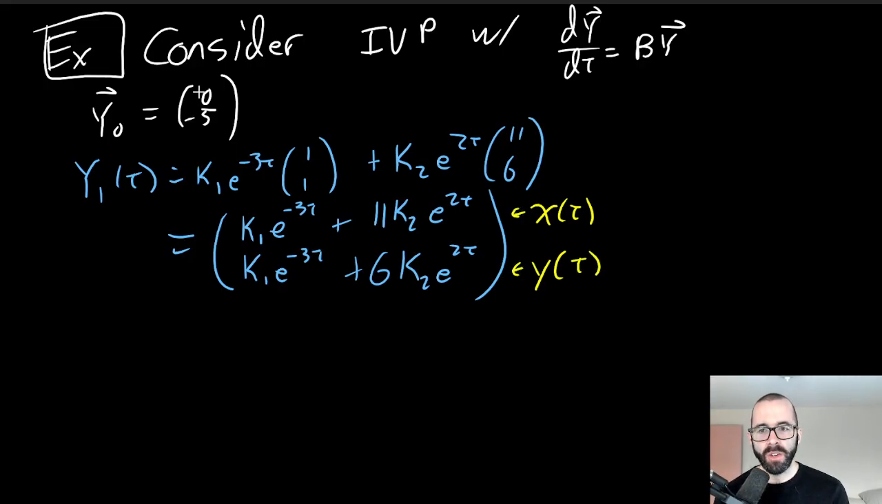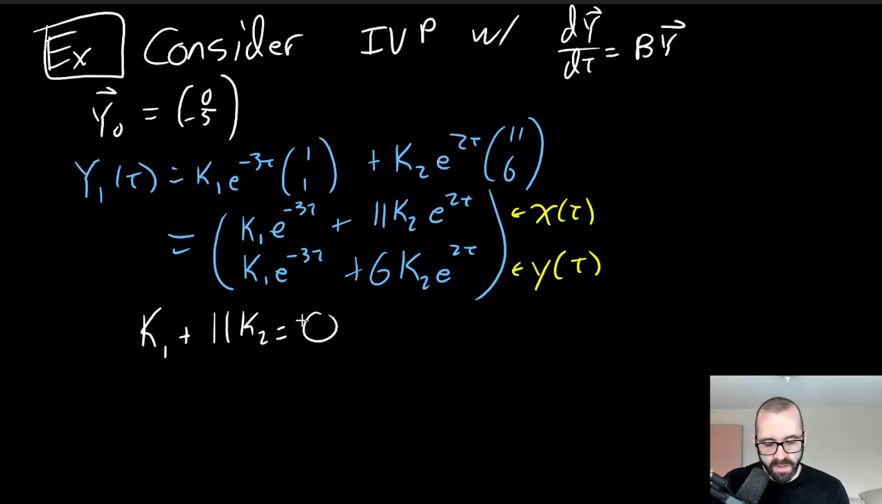Because we know the initial value is that x is initially 0, y is initially negative 5. What are our constants? I'm going to regret doing this. When t is equal to 0, we get K1 plus 11 K2. That needs to equal 0. And when t equals 0, the y equation becomes K1 plus 6K2 needs to equal negative 5. We have a system of equations.